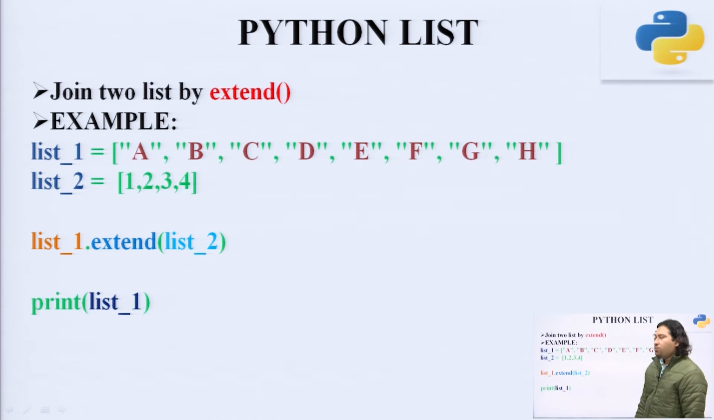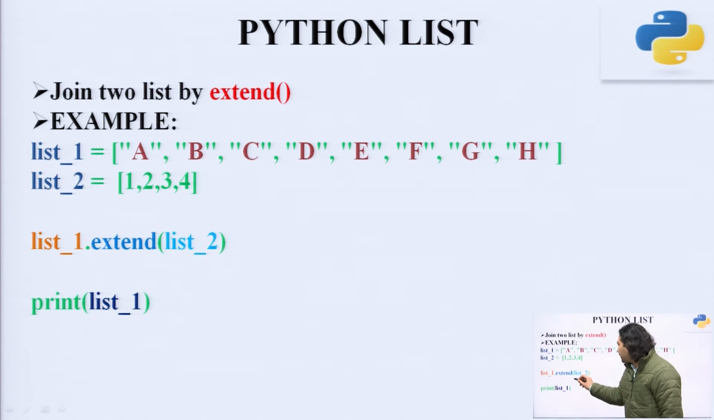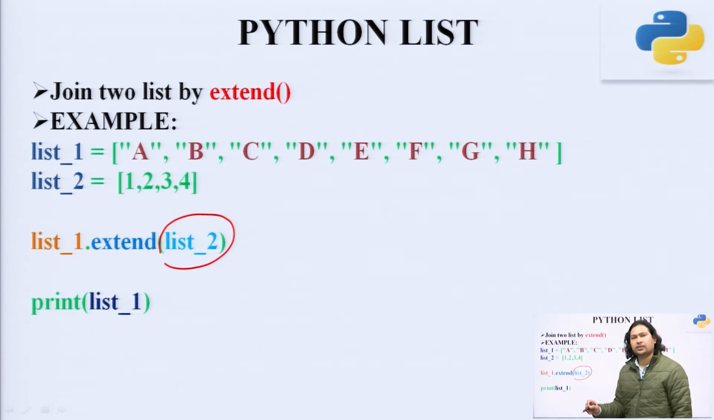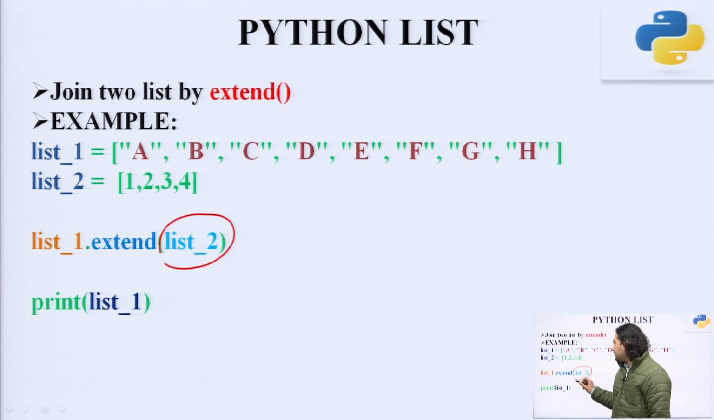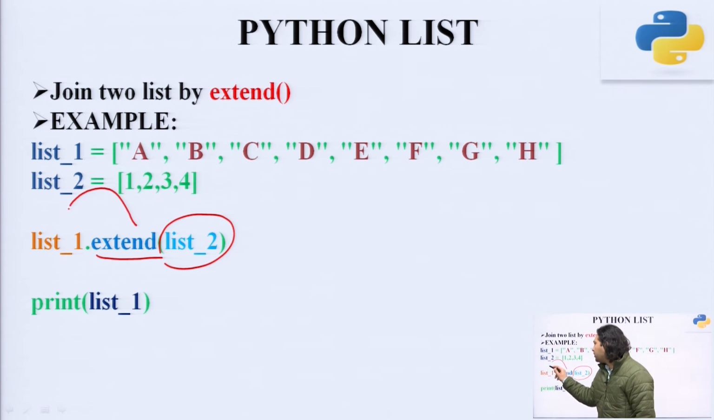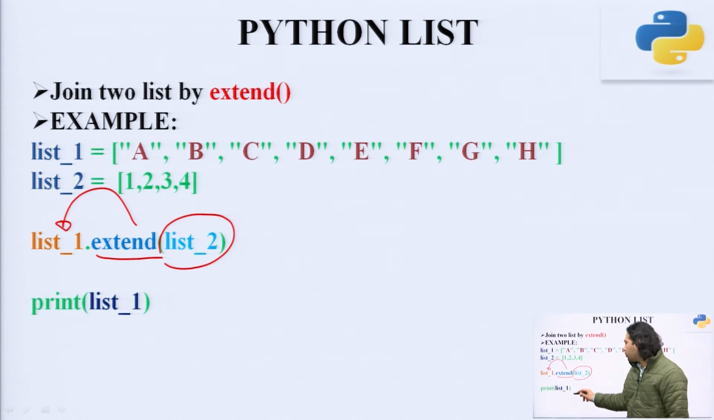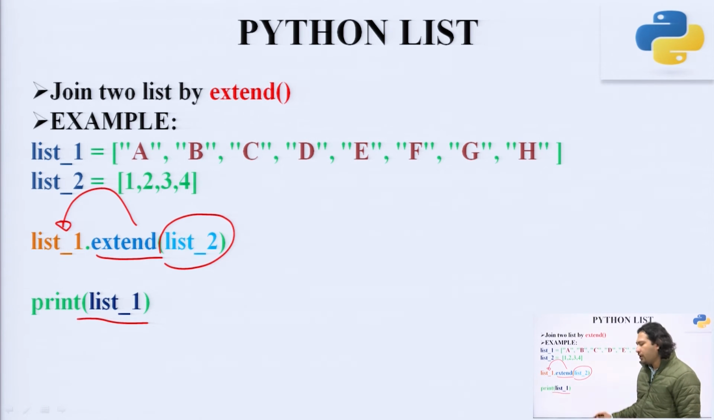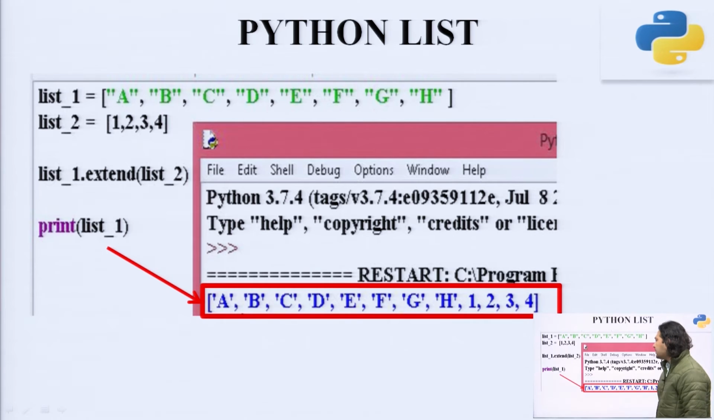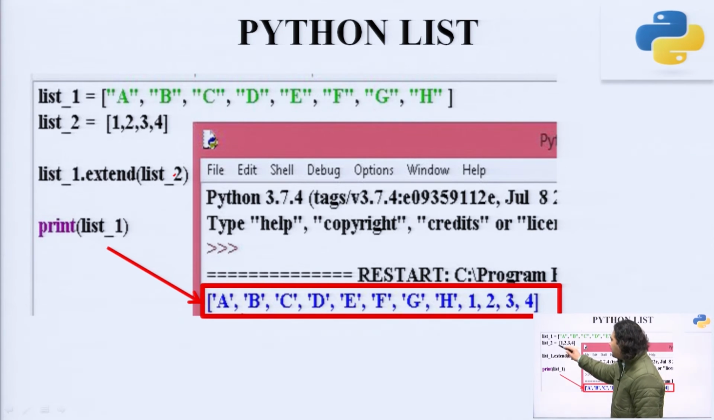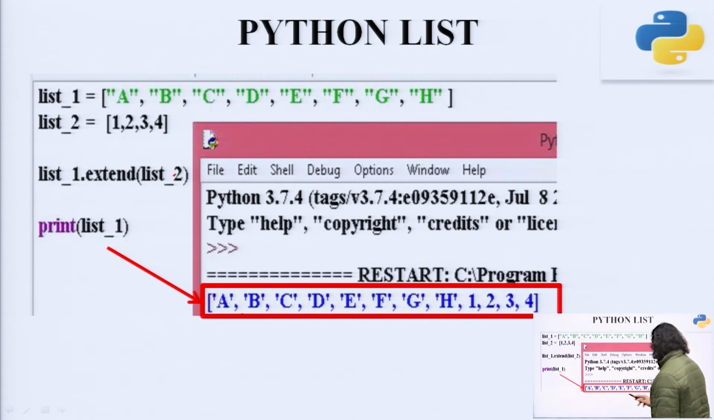You can also use the extend method to join the two lists. That means you can directly join one list with another. Again the principle remains the same as the append method, but the thing is that we are applying this method on list 1. That means list 1 will be updated by using extend. Now, here you can see that list 2 is extended to list 1 at the back.